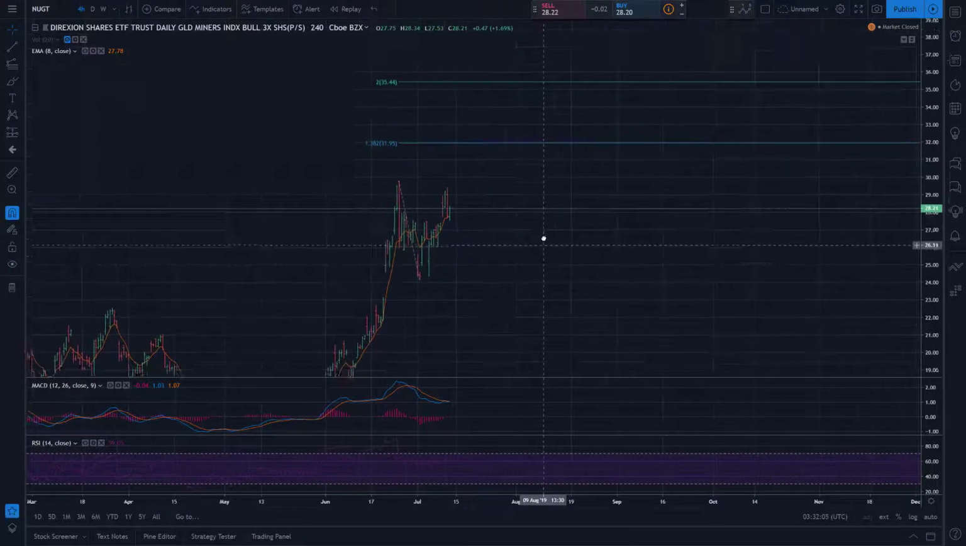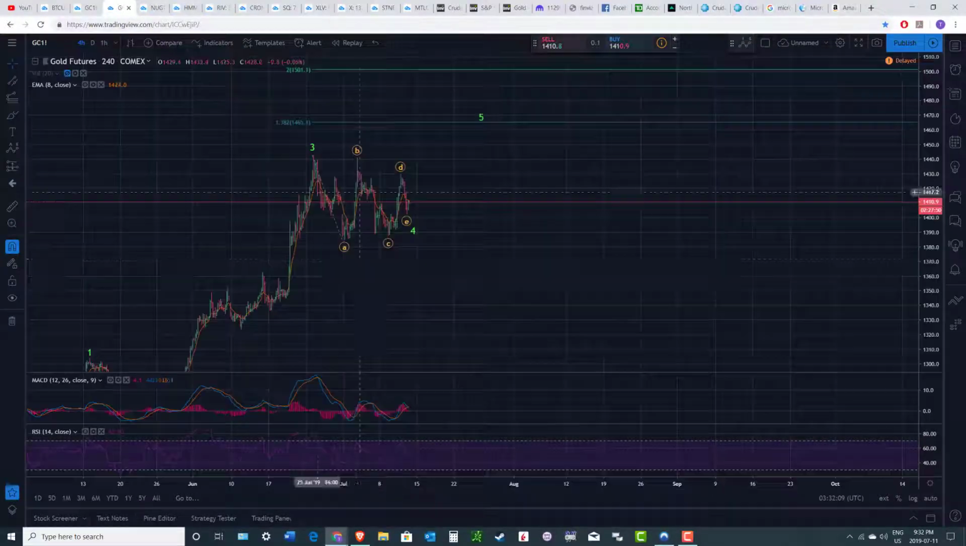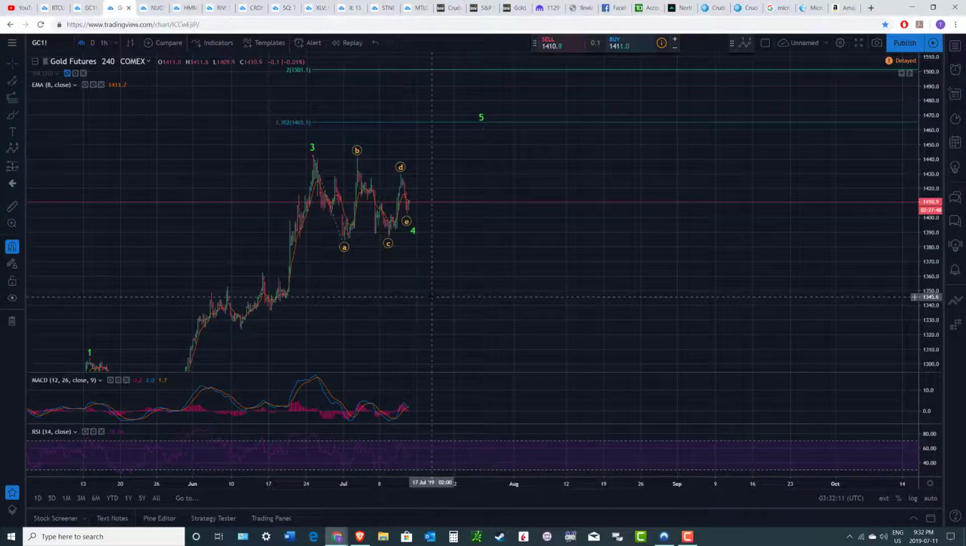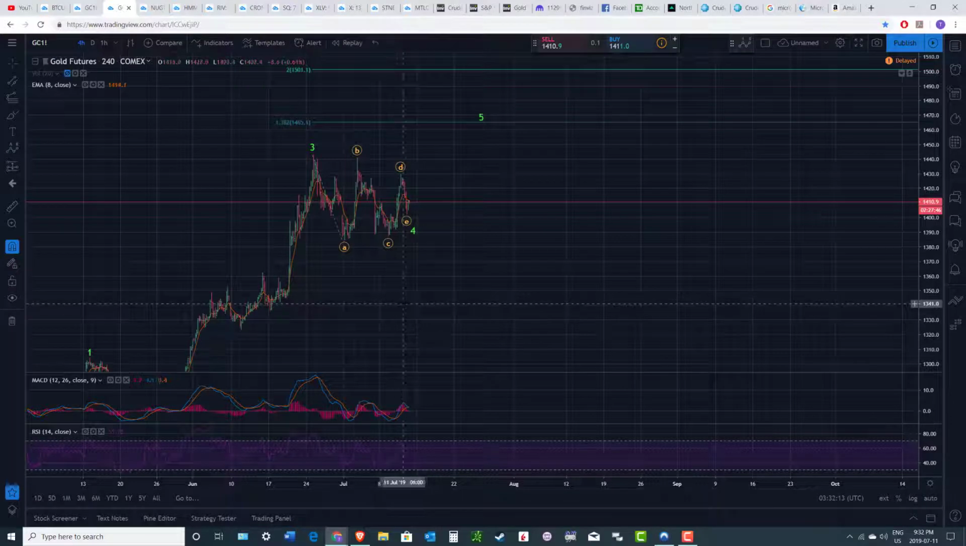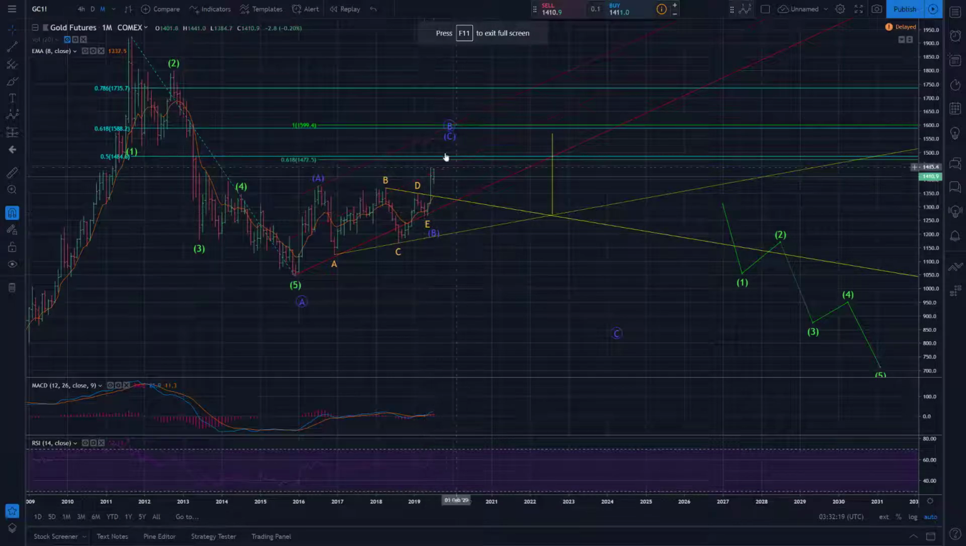So that's kind of what I'm seeing in NUGT, but it's certainly not as precise as looking at the actual gold futures or even an actual gold miner ETF without the leverage. But yeah, that's what I'm looking at in gold. Certainly trading opportunities to be had here.